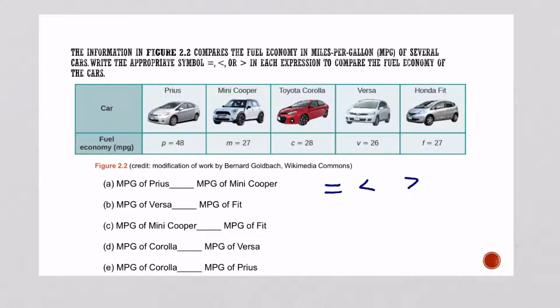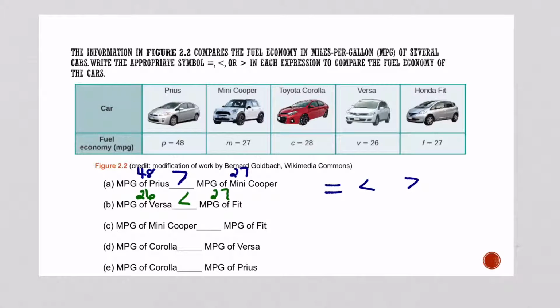So the MPG of a Prius is 48. The Mini Cooper is 27. The Prius is larger, so we put the bigger side opening to the larger number. The Versa is 26. And the Fit is 27. So I would put the open side facing towards the larger number. So I put the less than symbol in there.